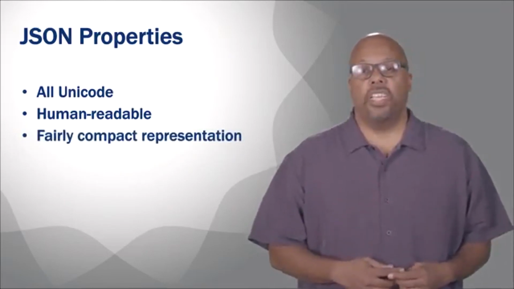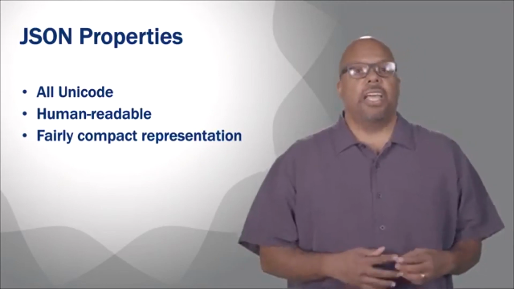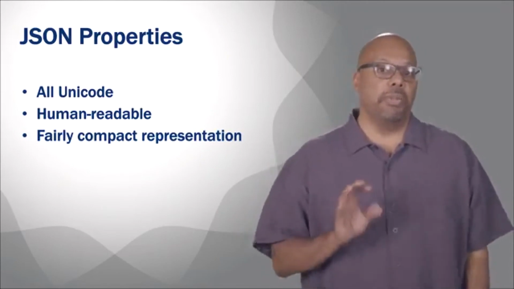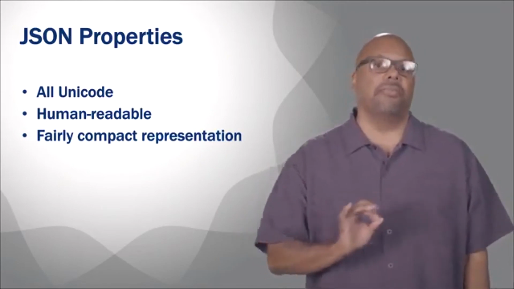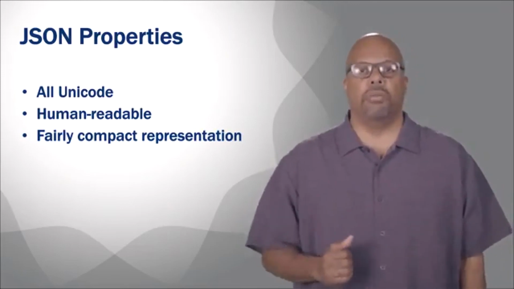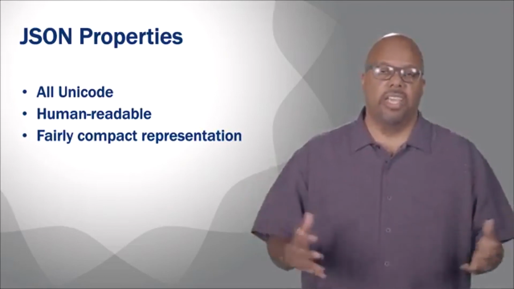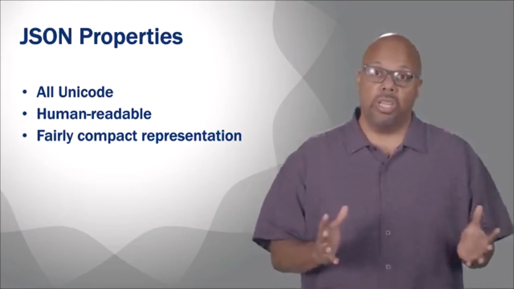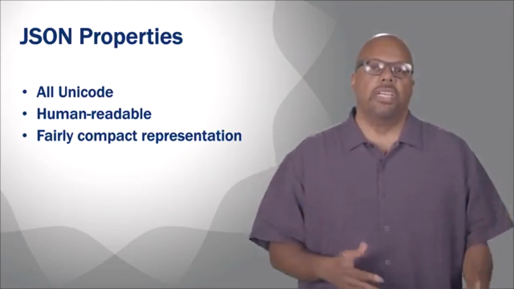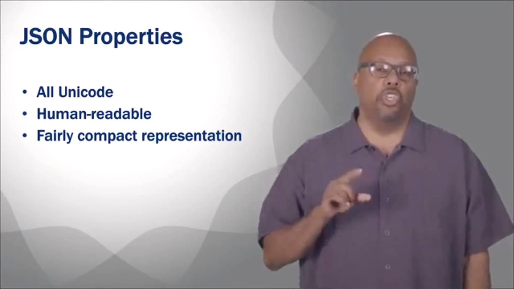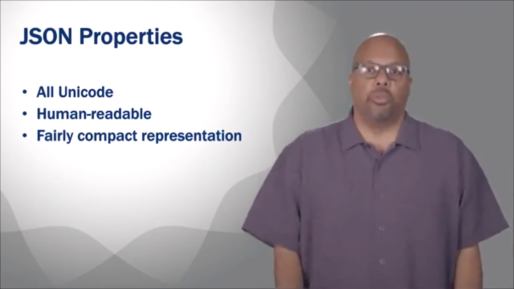Now, it's also a fairly compact representation. I say fairly compact because it's not completely compact. If it were the most compact, then it wouldn't be human readable anymore. So if you took the JSON object and just compressed it, you would get something that was smaller, but you couldn't read it. Okay, so it's fairly compact. It's as small as you're going to get and still be human readable.